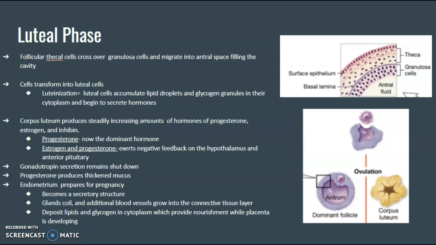These changes also stimulate the endometrium to prepare for pregnancy. The uterus endometrium will become a secretory structure by the glands coiling and adding additional blood vessels into the connective tissue layer of the uterus. Lipids and glycogen will also deposit in the cytoplasm, which will provide nourishment while the placenta is developing.